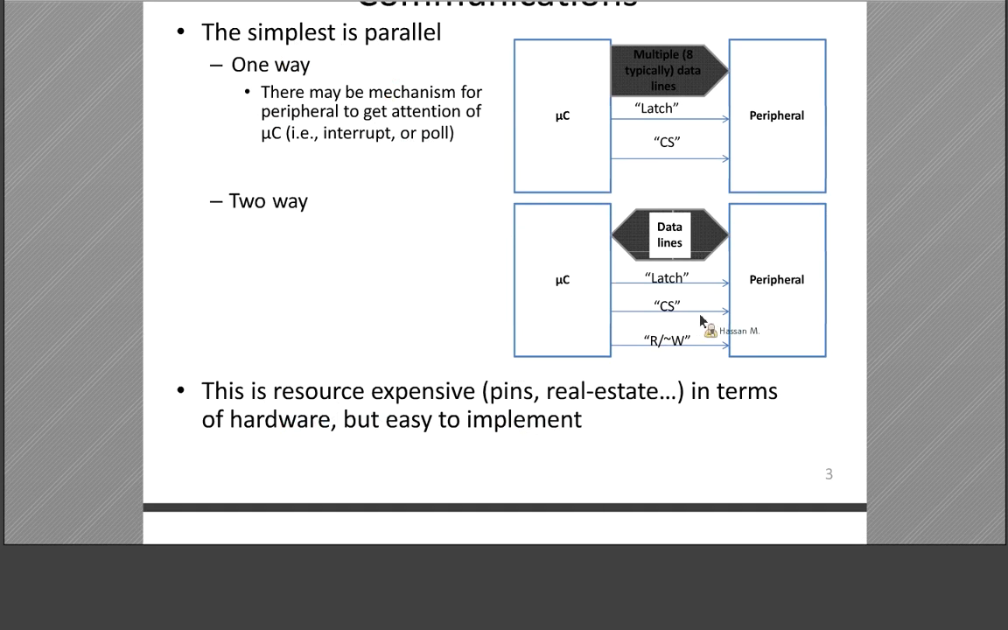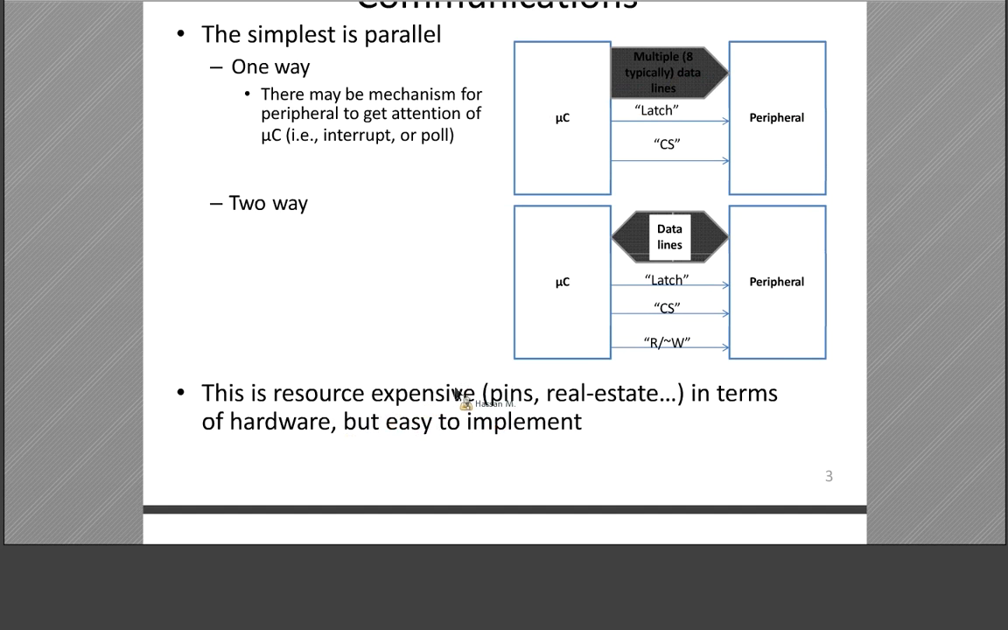Here we read. This was the parallel communication, in one way and in two way. This is resource expensive in pins, in real estate.